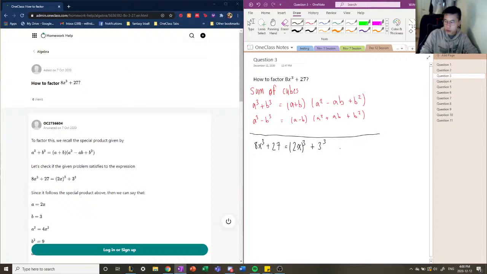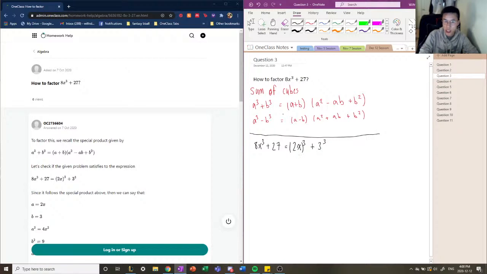And this is where your knowledge of cubic powers comes in, because 3 cubed is 3 times 3 times 3. So 3 times 3 is 9, 9 times 3 is 27. So 3 cubed is equivalent to 27. And 8x cubed is equivalent to 2x times 2x times 2x, because 2 times 2 is 4, and 4 times 2 is 8. And x times x is x squared, and x squared times x is x cubed. So we can write our original expression in this form.